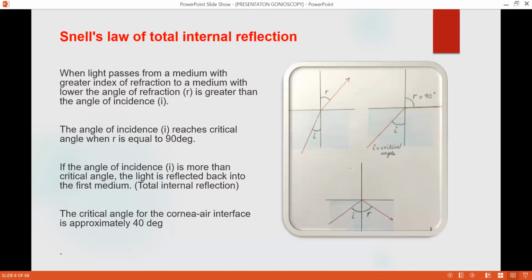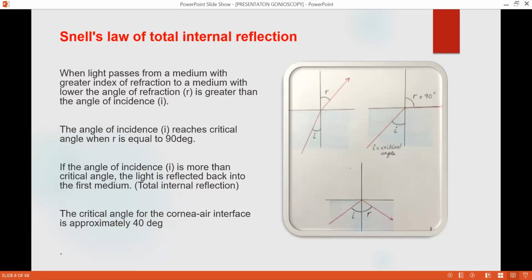So let's see what the law of total internal reflection is. Whenever light passes from a denser medium to a rarer medium, the angle of refraction is always greater than the angle of incidence. When the angle of incidence reaches the critical angle, the angle of refraction is equal to 90 degrees. And if the angle of incidence is more than this critical angle, the light is reflected back into the denser medium, and that is called total internal reflection.